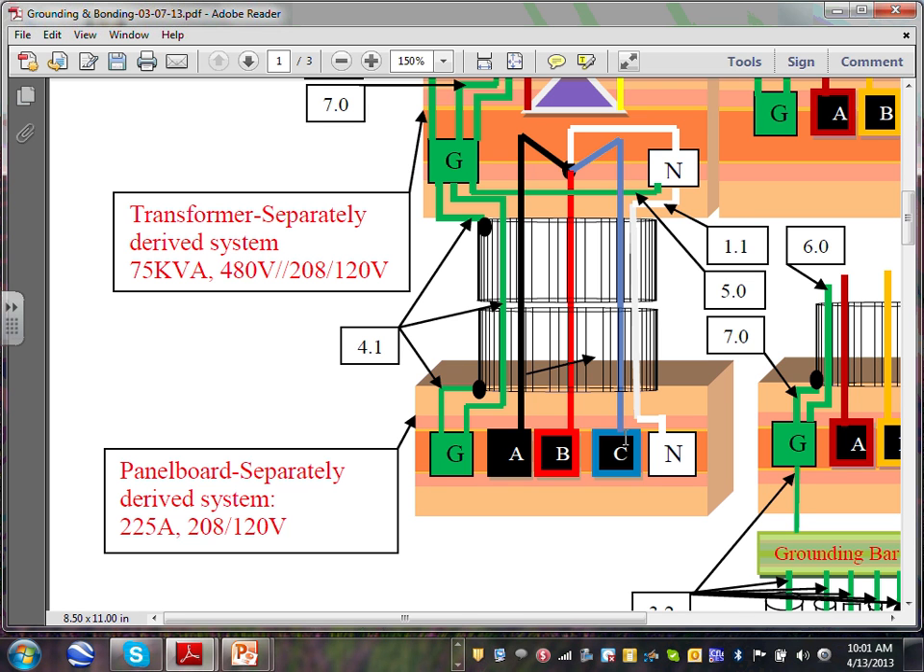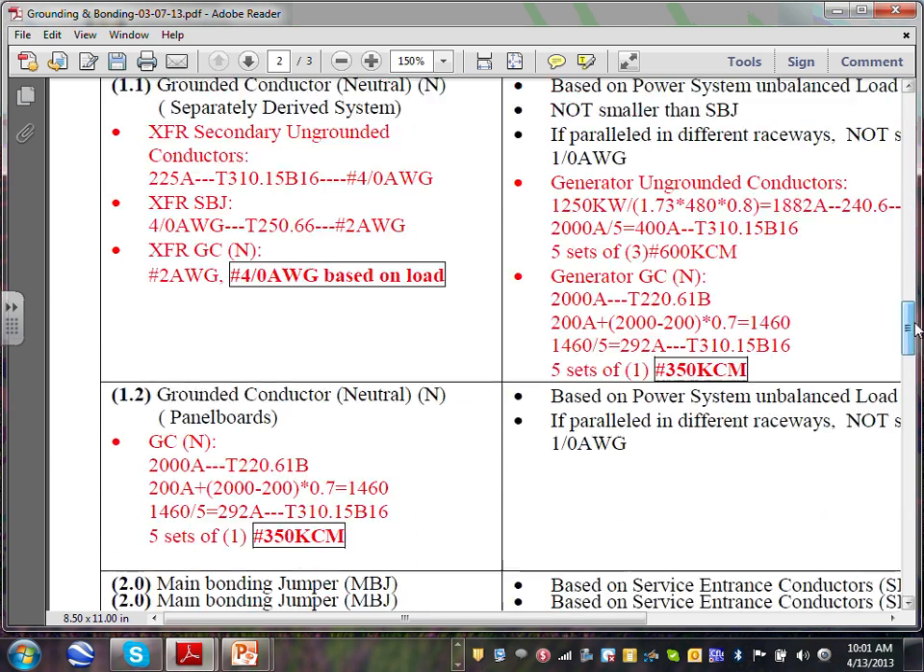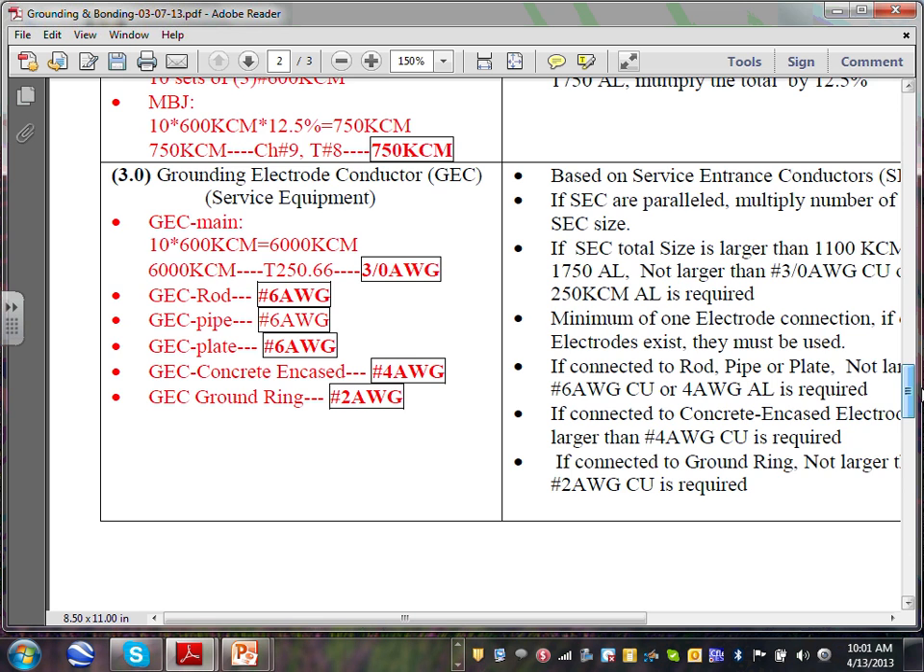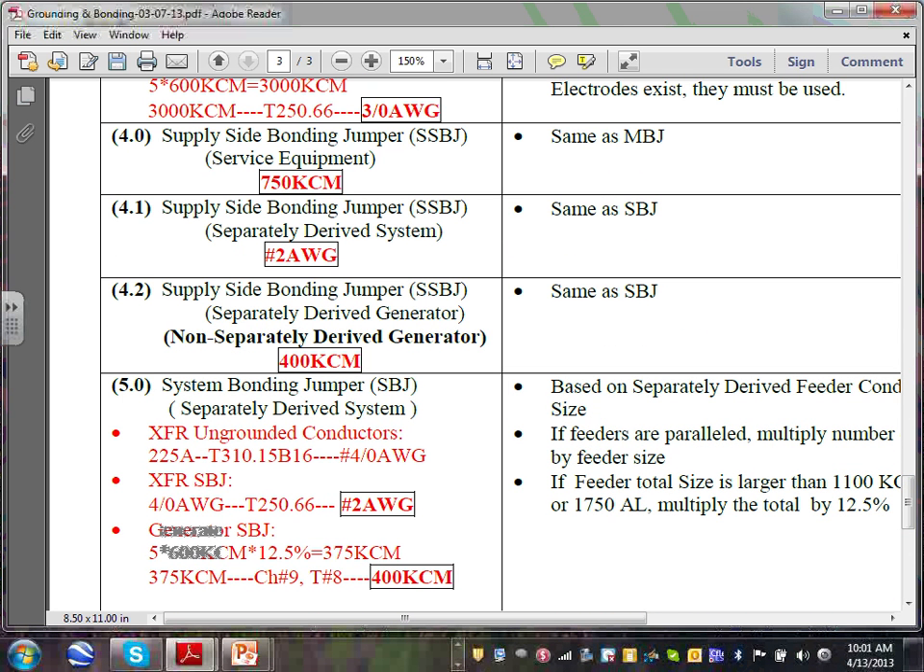The disconnect of a separately derived system is right here, inside the panel, and we're bonding this enclosure to this enclosure because we flex them. We don't want to depend on the flex to do the bonding for us. So we're going to take our wire, and when you size it, guys, you use table 250.102(C)(1). Very simple. It's the same size as the supply side bonding jumper.